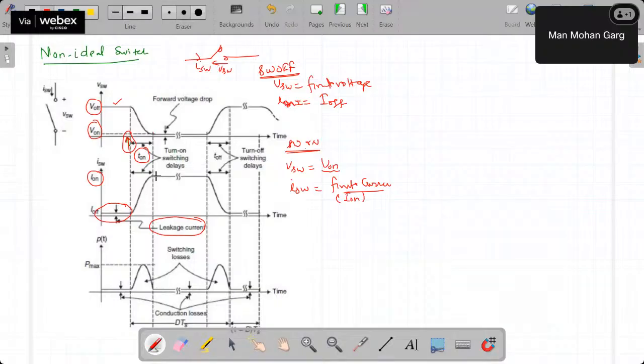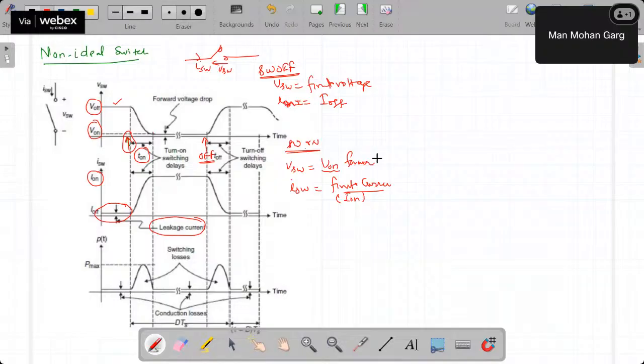Now this will stay on for whatever time we want. And then we ask it to turn off. Now there is a forward voltage drop V on, and current is there. When we instruct the switch to be off, what will happen? It will take a certain time for the current to drop to zero, but in a non-ideal switch it will not be zero.